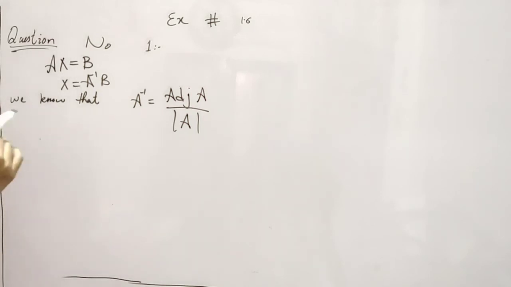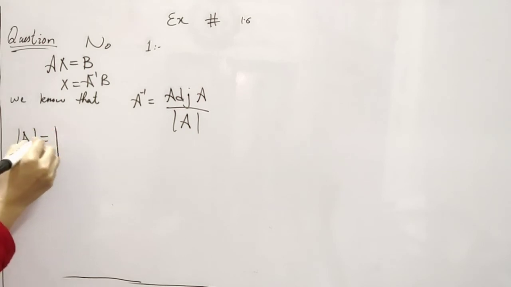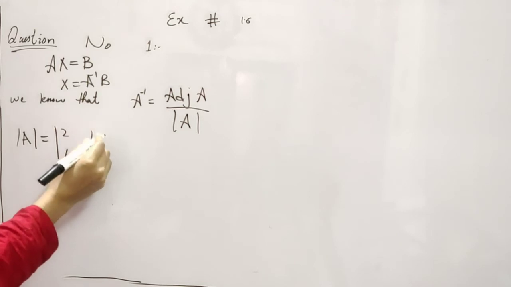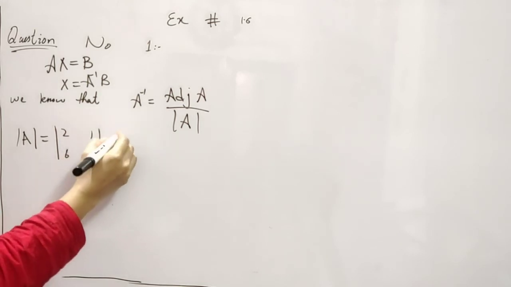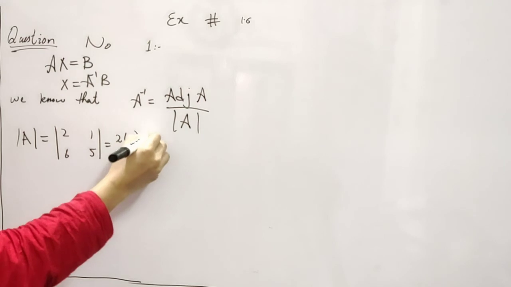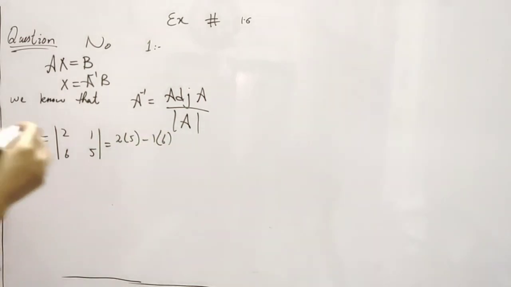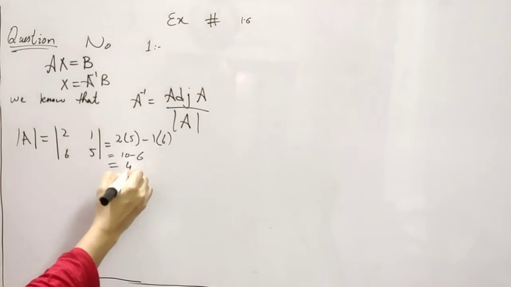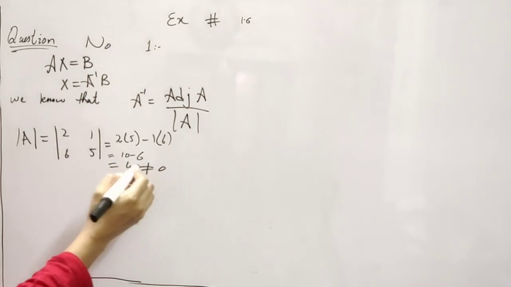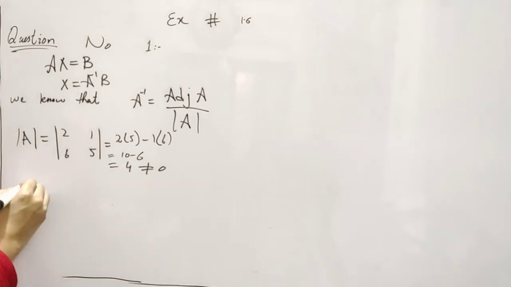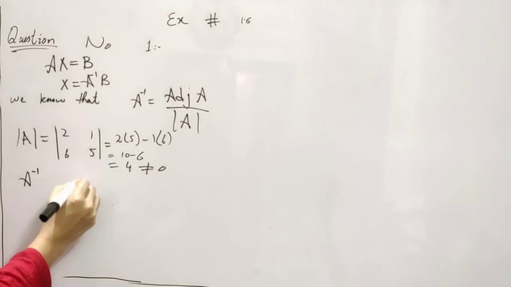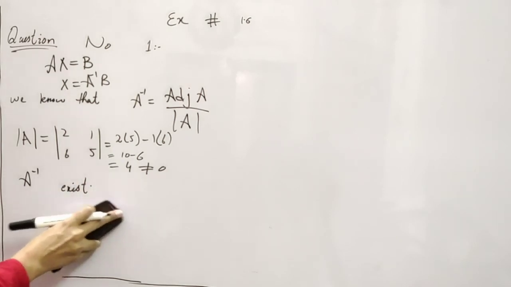To solve the question, first of all we find the determinant of A, which is equal to |2, 1; 6, 5|, and this will be equal to 2 into 5 minus 1 into 6. So it will be equal to 10 minus 6, which is equal to 4. 4 can never be equal to 0, so we can say that A inverse exists, or A inverse is possible. It means we can find the inverse.